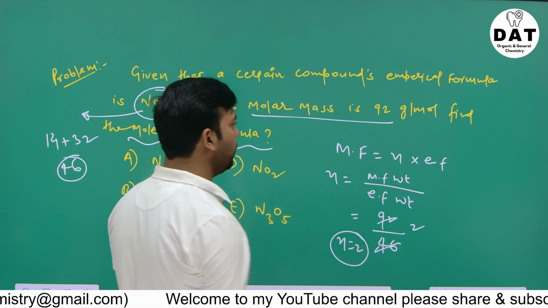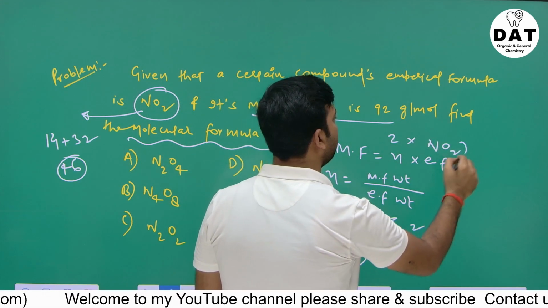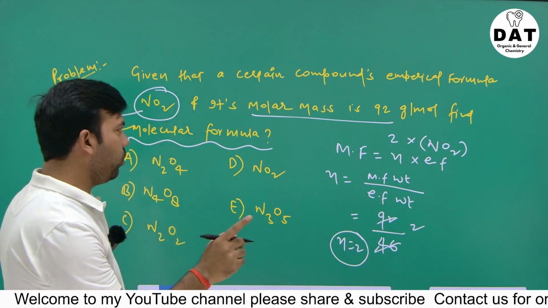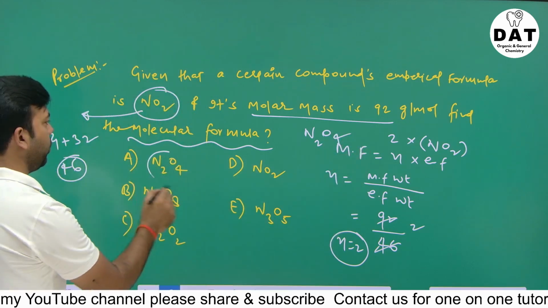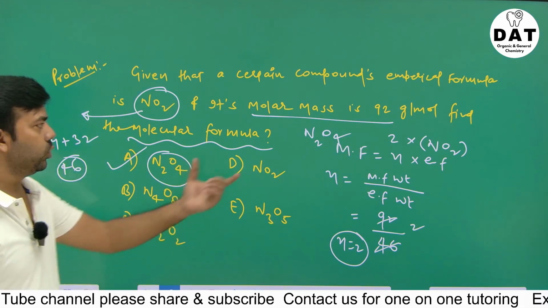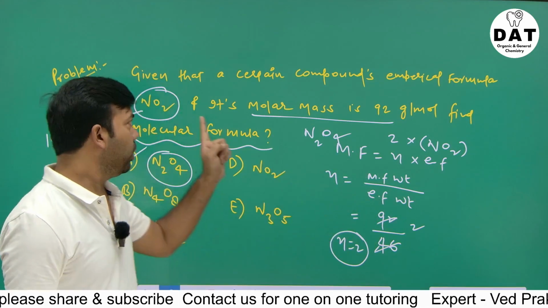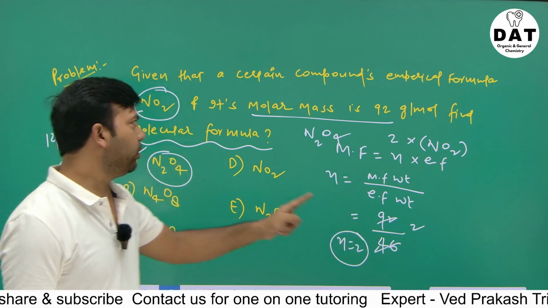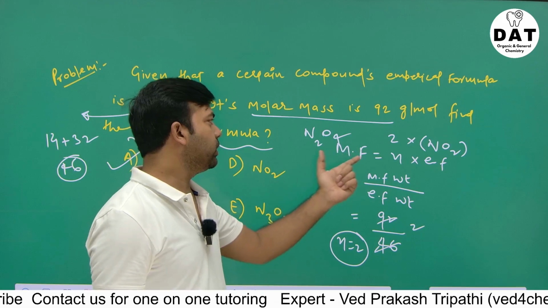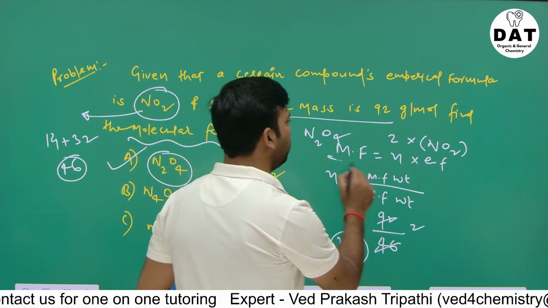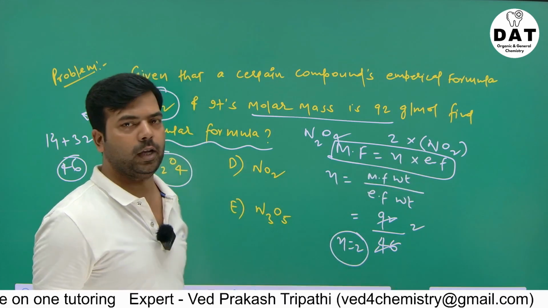Now we can keep the N value here as 2. The empirical formula was NO2. So what should the answer be? N2O4. So N2O4 is option A. Makes sense? Simple. So we first find the N value. N is molecular formula weight divided by empirical formula weight. The molecular formula weight was given as 92. The empirical formula weight we can calculate from the empirical formula. Once you have the N value, you put it in this equation: molecular formula is equal to N times empirical formula. The N value we got is 2, the empirical formula is given, so just multiply.